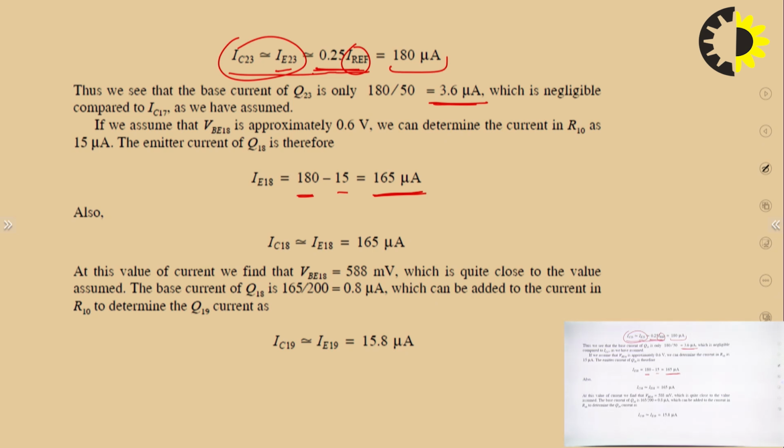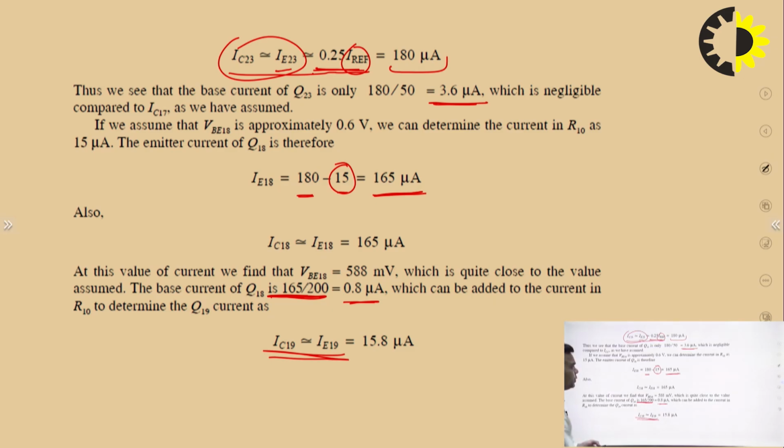The base current of Q18 will be 165 upon 200, because 200 is the value of beta for Q18. This current will be added to the current in R10, and we can find the value of IC19 and IE19, which are nearly equal. You will get 15.8 microampere, this 15 plus this 0.8.